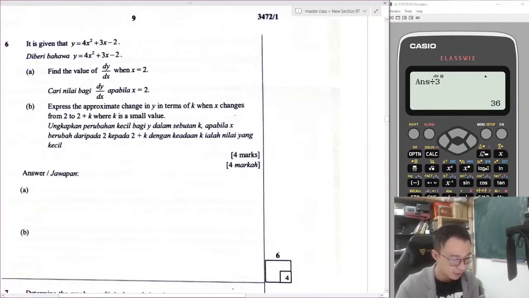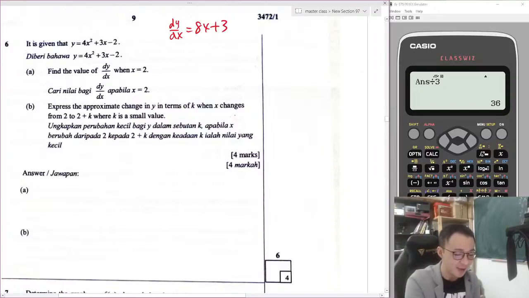Okay, this question, yeah, this is how the 2-mark question works. Alright, so we'll do the dy dx first. So the dy dx is basically ax plus 3, very easy. X is 2, so it'll be 16 plus 3, so it'll be 19.